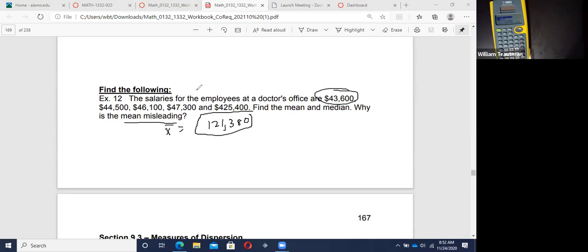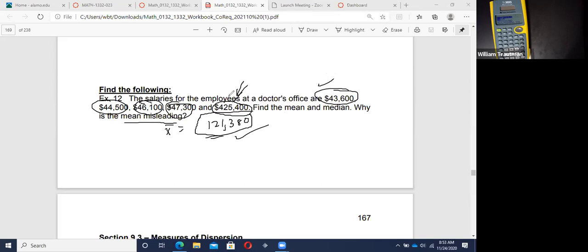Well, most of the values are around 43,000. You see 40,000, 40,000, 40,000. This one's 400,000. It's misleading. 121 is our average. Let's say these are the people who work in a doctor's office. They say the average person makes 121,000, but 4 of them only make 40,000. The doctor in the office makes the 400,000, but they say the average worker makes 121,000 in this office. No, they don't. The average worker makes about 40 some thousand.